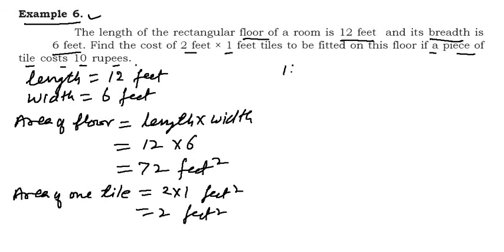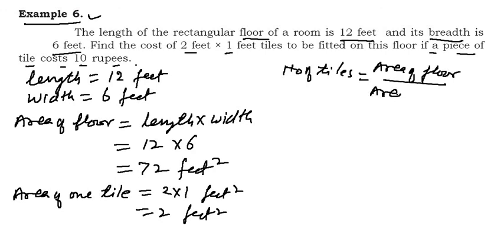Now number of tiles, how can we find number of tiles? It's equal to area of floor upon area of one tile. Now you can write here it is 72 and here is 2. So 2 1s are 2, 2 3s are 6 and 2 6s are 12. And that is 36 tiles.